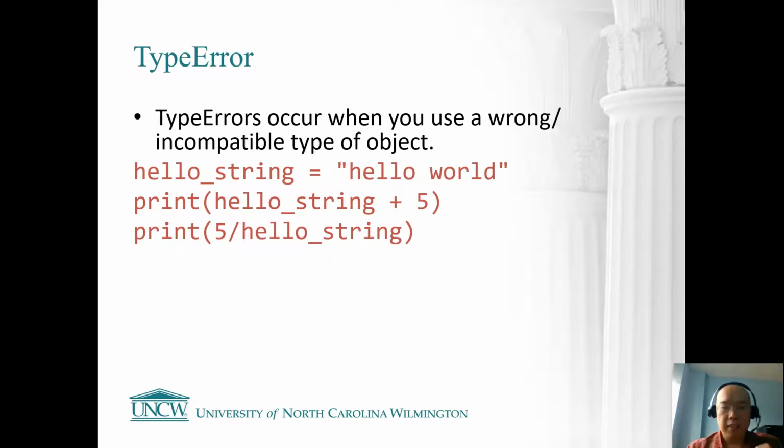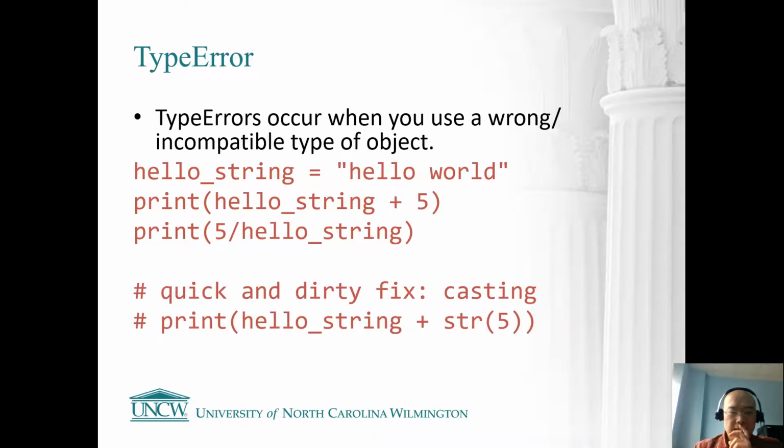You can't do that, and then Python will say those two are not compatible data types. Okay, and then if you want to fix this one, if you want to fix this hello string plus 5, I'm trying to print hello world 5. How do we do that? A quick and dirty fix will be casting the 5 into a string. So I'm printing hello world 5.